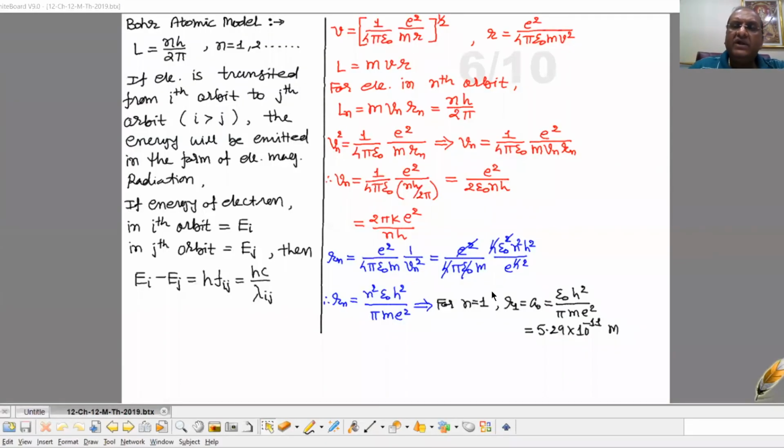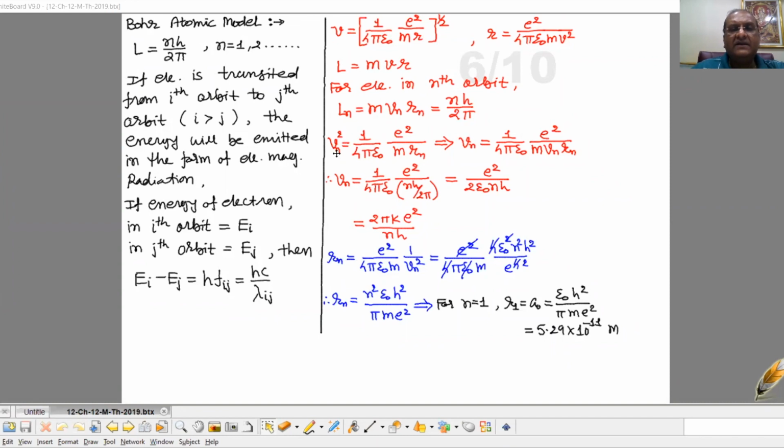Now, if we apply this Bohr's model to a hydrogenic atom, then we have the equation for orbital speed, that is v = (1 upon 4 pi epsilon 0 e square upon mr) raised to 1 by 2. This equation we already derived previously. And the equation for the orbital radius is r = e square upon 4 pi epsilon 0 mv square. Now, angular momentum is given by mvr for the electron revolving around the nucleus in orbit. So if the electron is in the nth orbit, then we can write the angular momentum in the nth orbit as m times the orbital speed in the nth orbit times the radius of the nth orbit, and that is equal to nh upon 2 pi as per Bohr's second postulate.